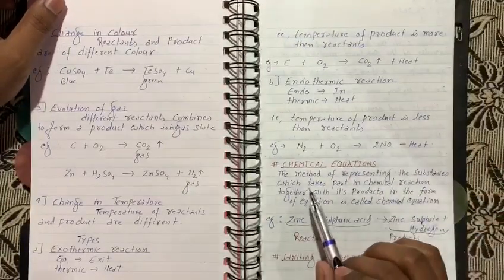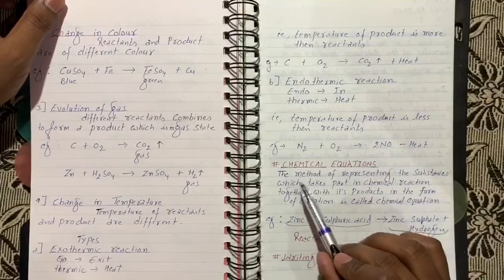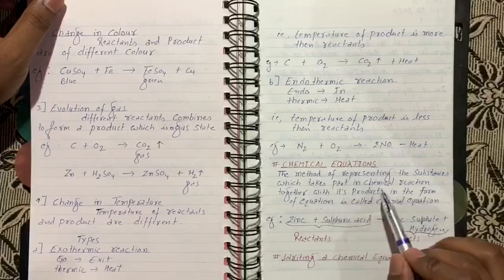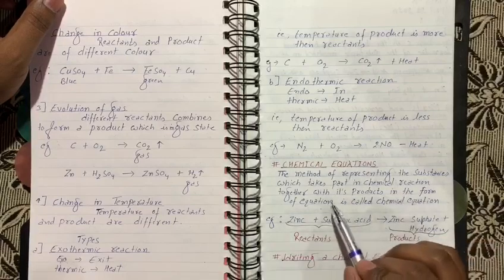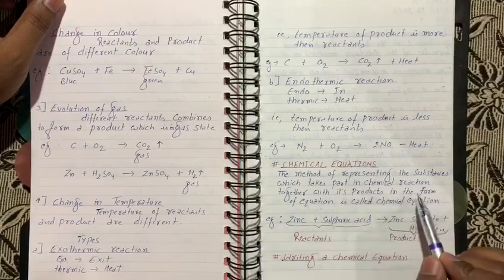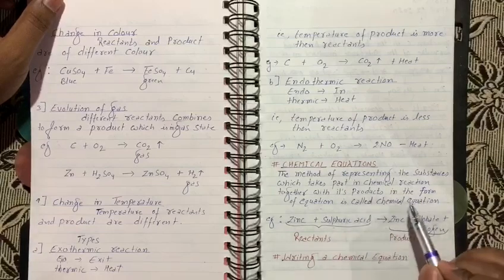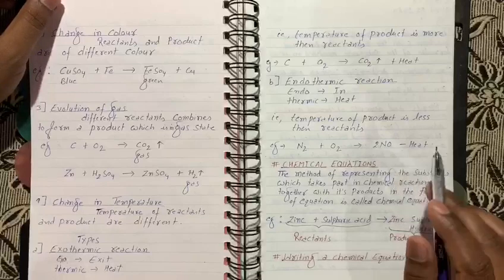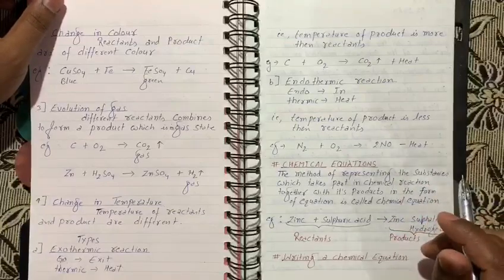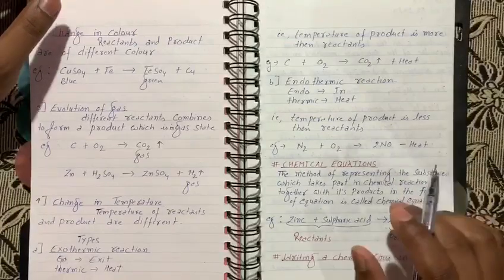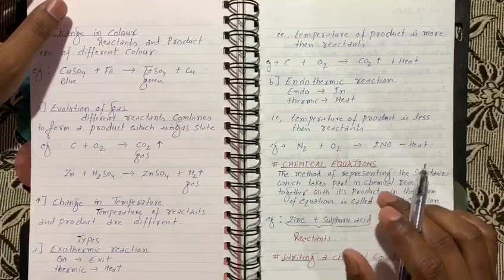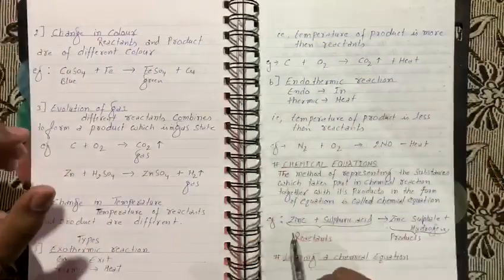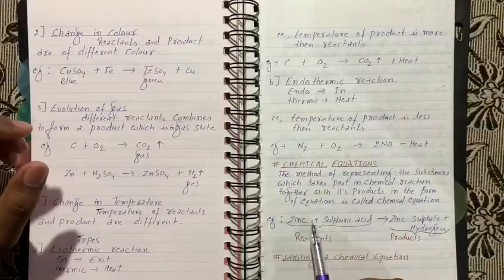So I've written here one definition: the method of representing the substances which take part in a chemical reaction, together with its products, in the form of an equation is called a chemical equation. It simply means that in a chemical reaction, whatever substances are going to react together, and the products which are going to be obtained as a result, that whole substance I'm going to write in the form of an equation.